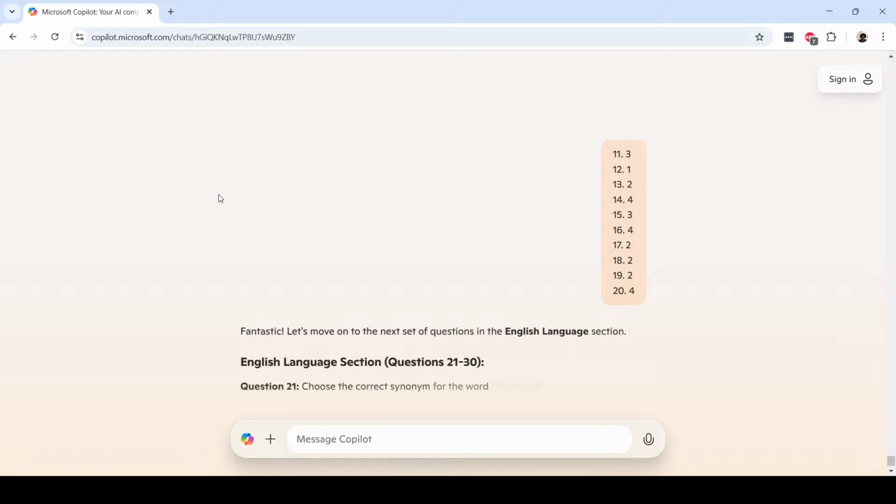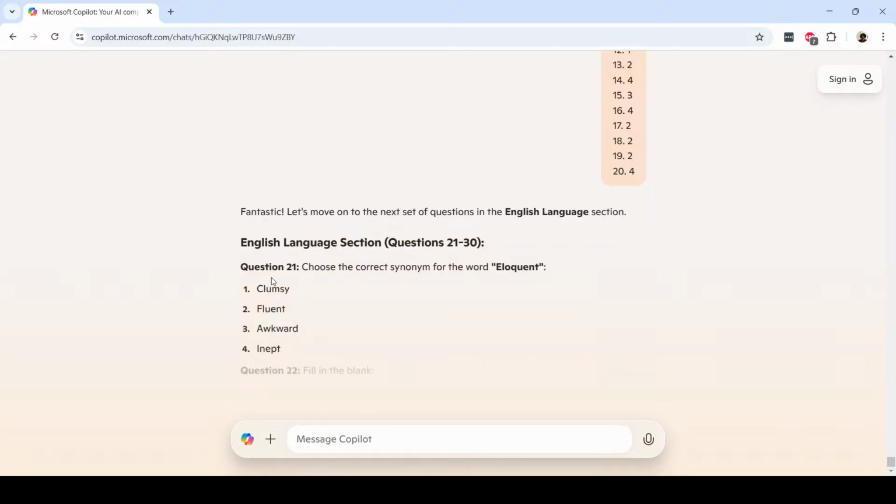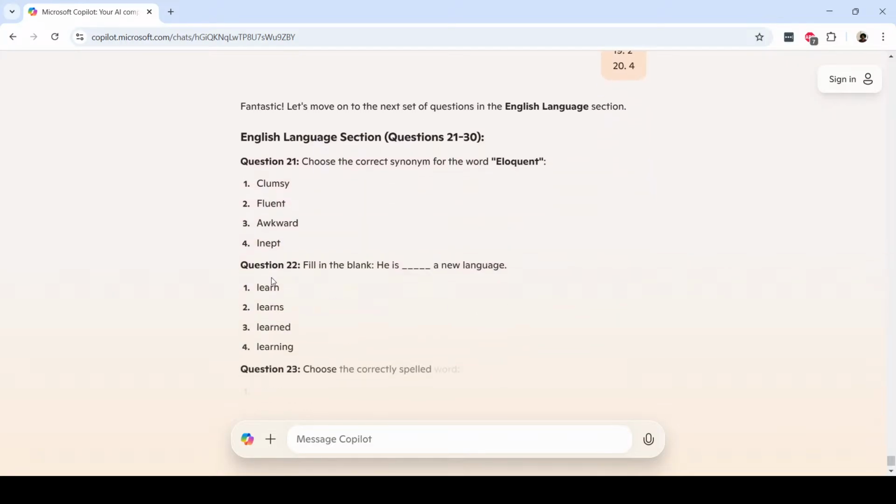So next set of questions. Correct synonym for the word eloquent: clumsy, fluent, awkward, inept. Fluent. Truly speaking, I don't know much of this, but I will go with fluent.